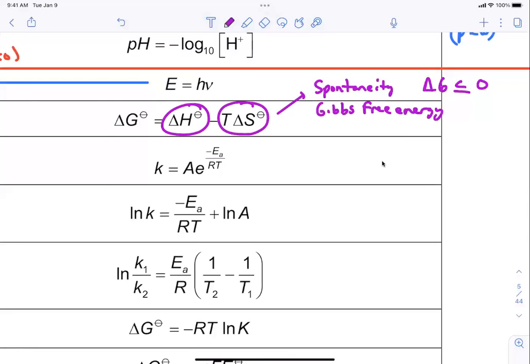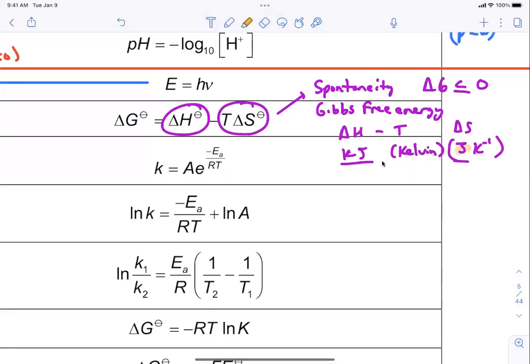So what does this equation not tell you that you need to know for these calculations? What it doesn't tell you is the units, because delta H is usually in kilojoules and temperature is in Kelvin, but delta S is usually in joules per Kelvin. So your kilojoules don't match up with these joules, and so you have to do a conversion before you can add or subtract them to each other.